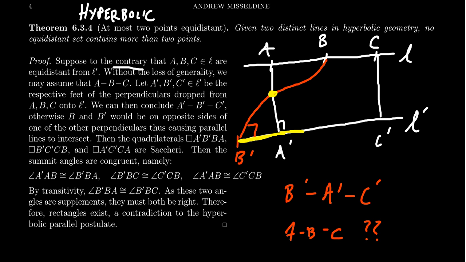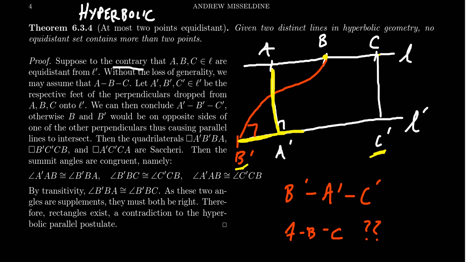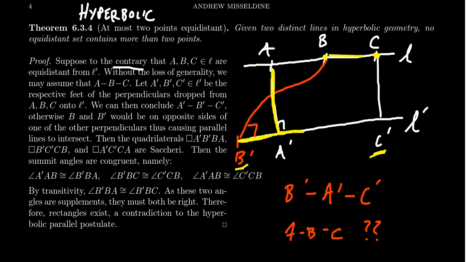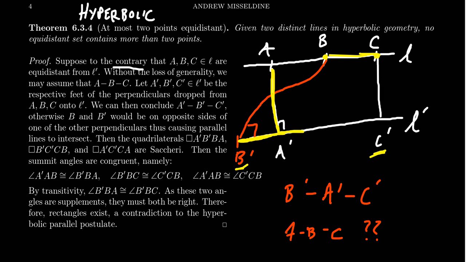Well, if B prime was on the left right here, and A prime was between the two, this would suggest that B prime and C prime are on opposite sides of the line AA prime, right? That's what that betweenness statement means right there. On the other hand, because B is between A and C, and C is over here, then the betweenness statement also gives us that the segment BC doesn't intersect the line AB at all.